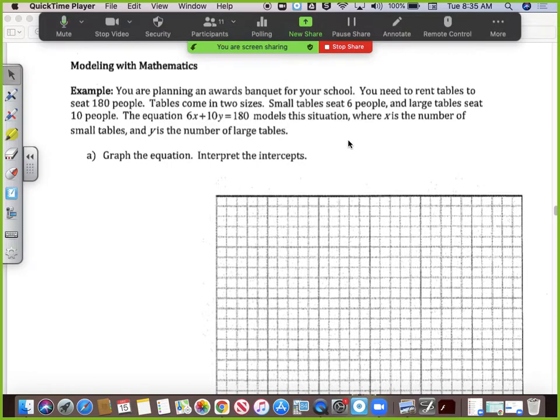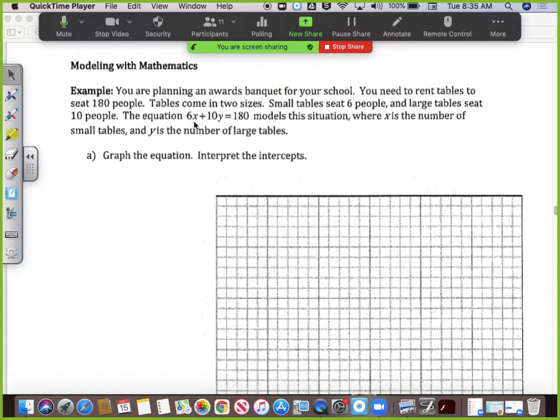So the last thing in this section is some word problems that are about some modeling with mathematics activities. So here's an example. You are planning an awards banquet for your school. You need to rent tables to seat 180 people. Tables come in two sizes. Small tables seat 6 people and large tables seat 10 people.